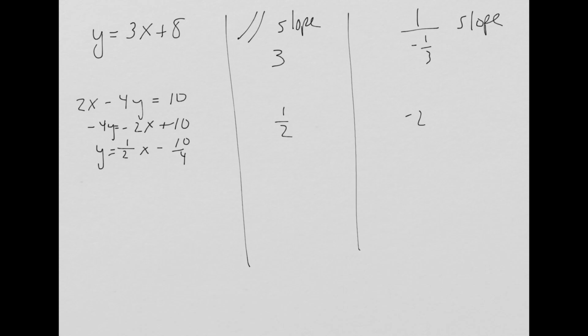And lastly, how about y equals negative 5/3 x minus 7. A line that's parallel is going to have the same slope. A line that's perpendicular is going to have the negative reciprocal. So flip it and change the sign.